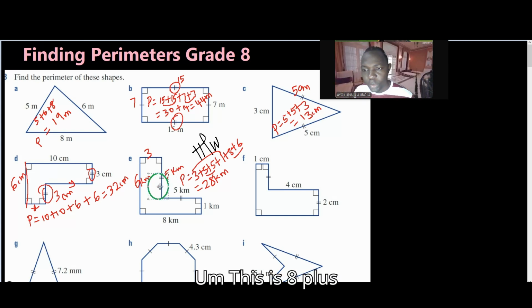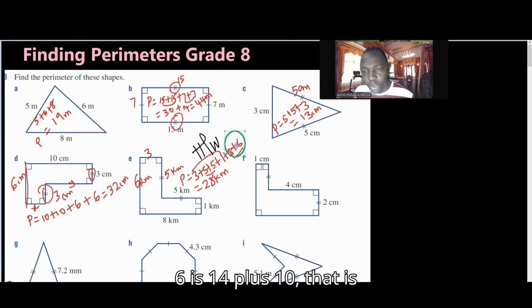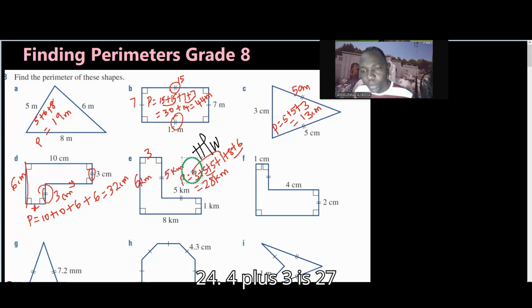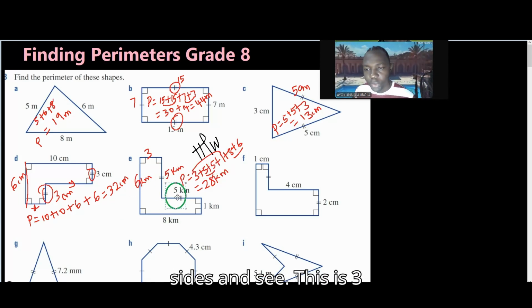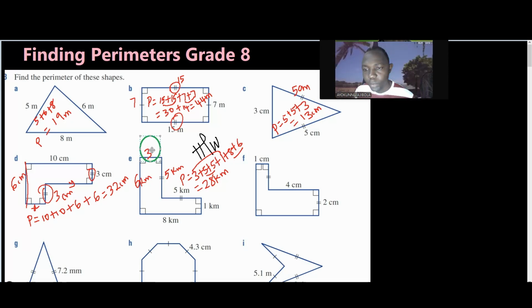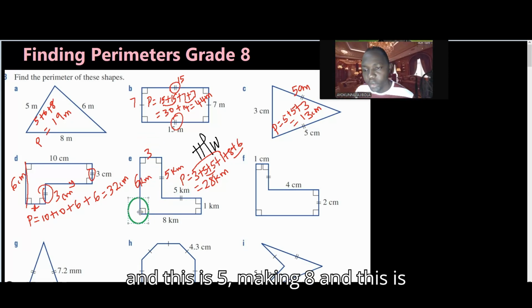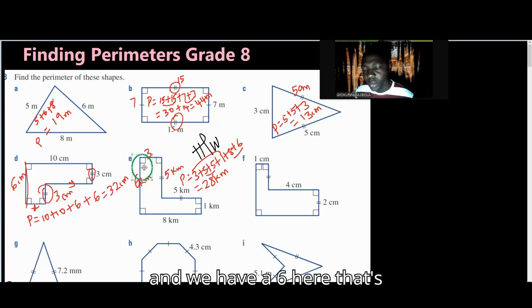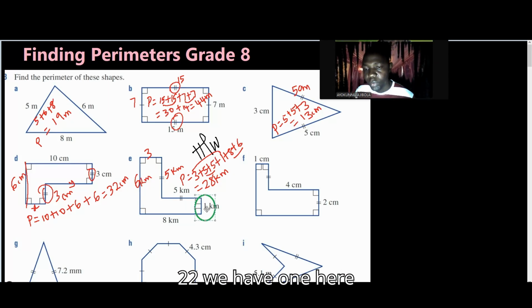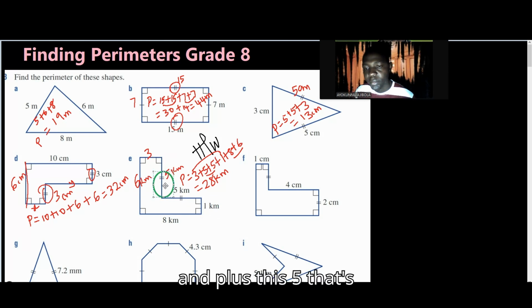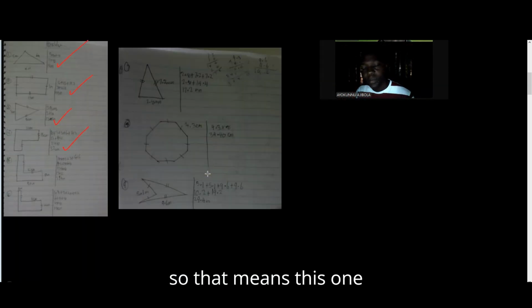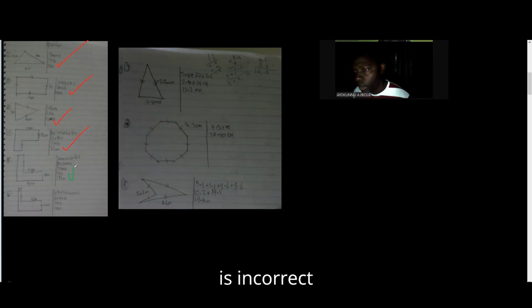How did I get 20? This is 8 plus 6 is 14 plus 10, that is 24. 24 plus 3 is 27 plus 1 is 28. But let me check all the sides and see. This is 3 and this is 5, making 8, and this is also 8. That's 16. And we have a 6 here, that's 22. We have 1 here, that's 23. And plus this 5, that's 28, okay? So that means this one is incorrect.